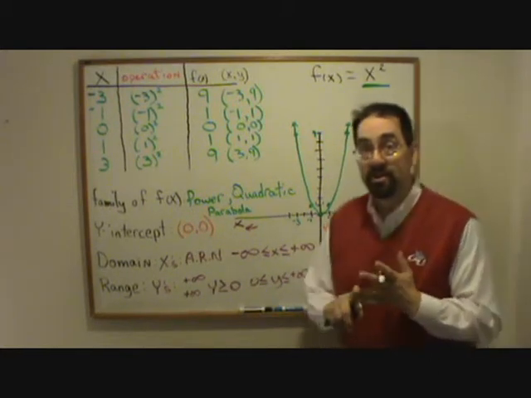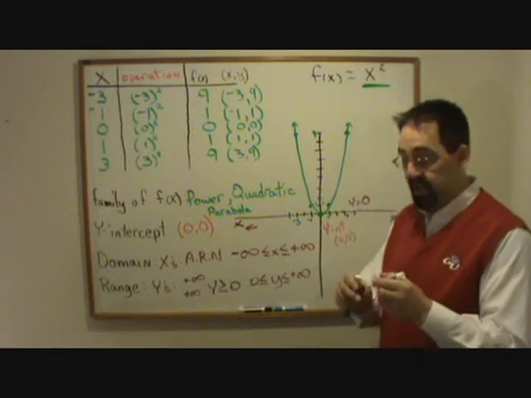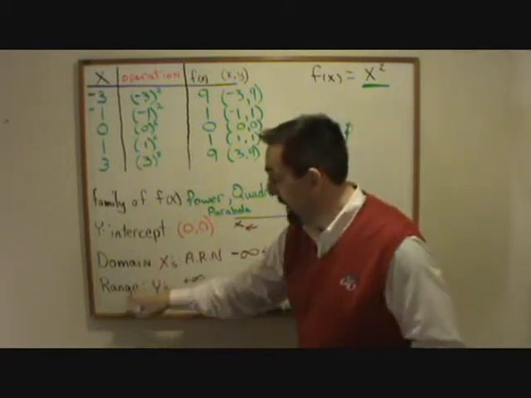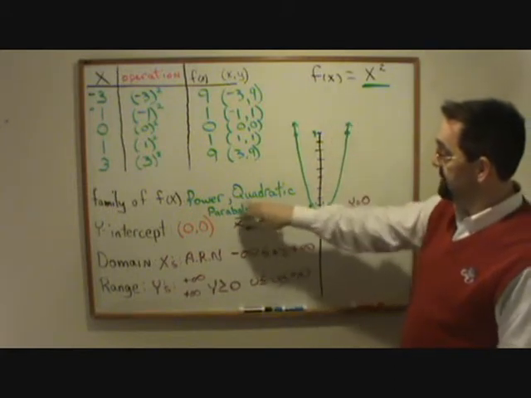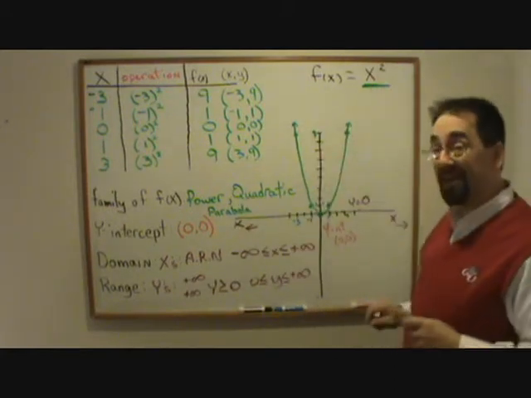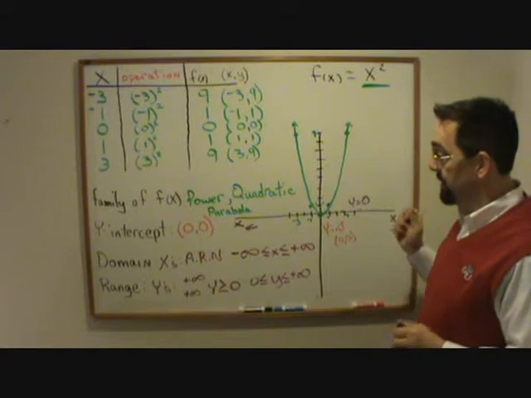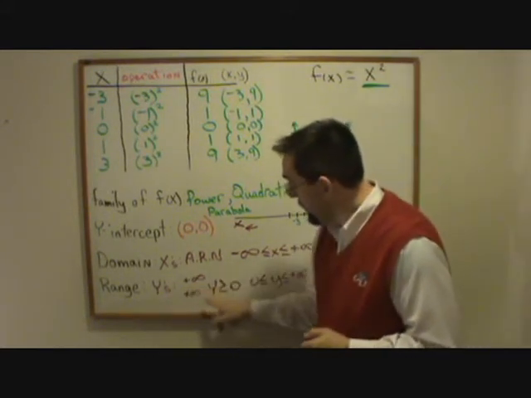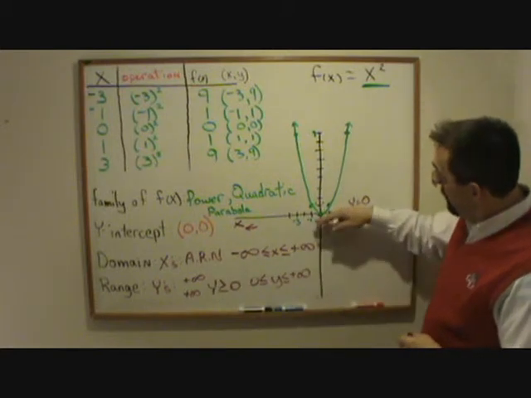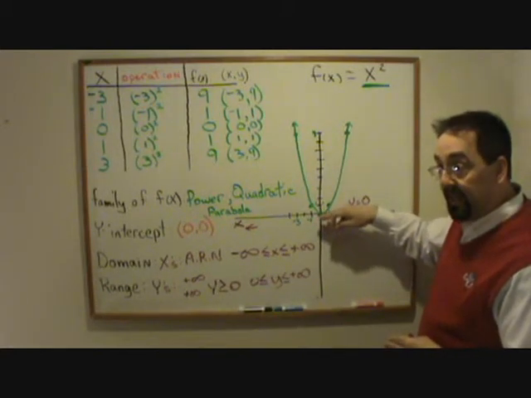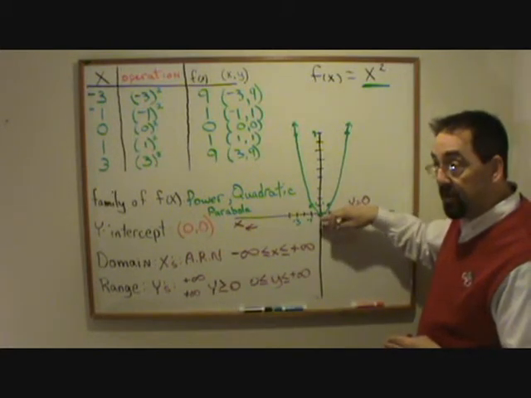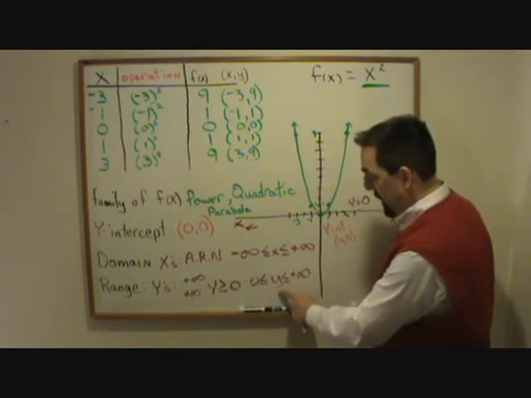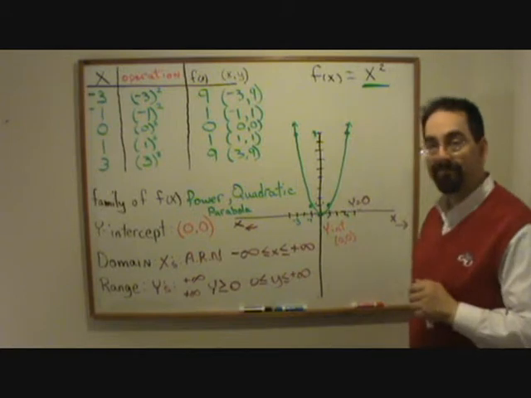Well, I think this concludes lesson 3, which was I can, given a function, write the domain and range. And in this case, for the quadratic function of x squared, we saw that the domain was all real numbers, and the range was y is greater than or equal to 0 up to infinity. So 0 less than or equal to y less than or equal to infinity.